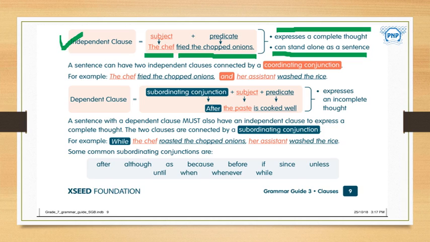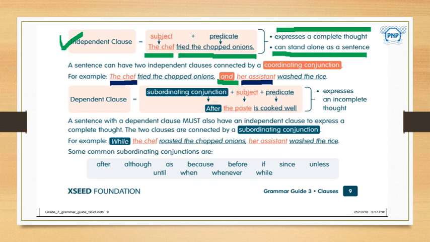You can see here, the chef fried the chopped onions, and this "and" is a coordinating conjunction. Her assistant washed the rice. Now you can see the chef is a subject and the remaining part is a predicate. Here her assistant is a subject, so both sentences have their separate subject as well as predicate. Correct? The only thing is that we added "and" and made these two separate sentences into one. Next, let's check dependent clause.